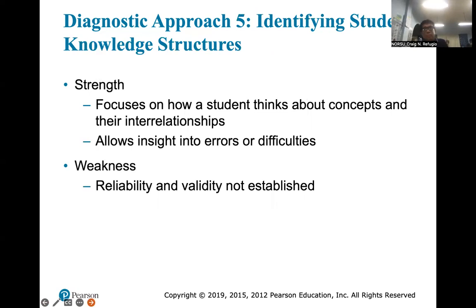Then diagnostic approach number 5, identifying student knowledge structure. The strength focuses on how a student thinks about concepts and their interrelationships, and allows insight into errors or difficulties. The weakness is that reliability and validity are not established.